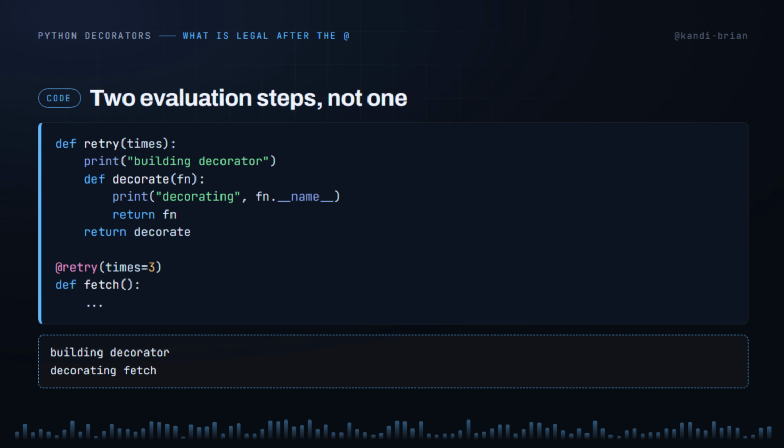When the decorator line contains a call, two things happen in order. The expression is evaluated first, which runs retry and produces a decorator, and then that result is applied to the function. Both messages print at import in that order. This is why a decorator that takes arguments needs 3 levels of function rather than 2. The outer level consumes the arguments, the middle level consumes the function, and the inner level is the wrapper that runs per call. That structure gets its own video later.